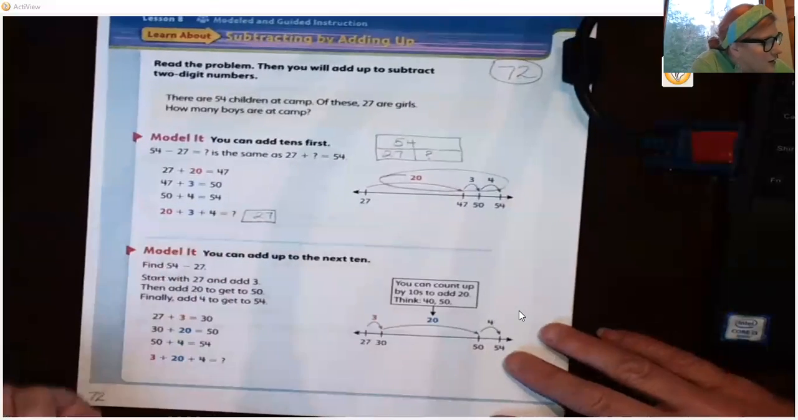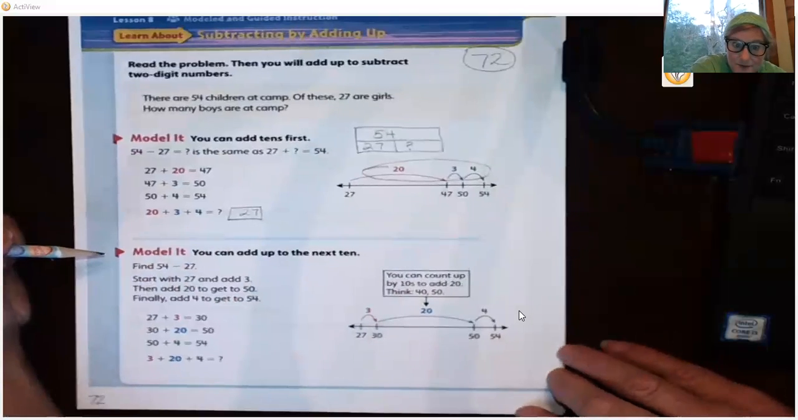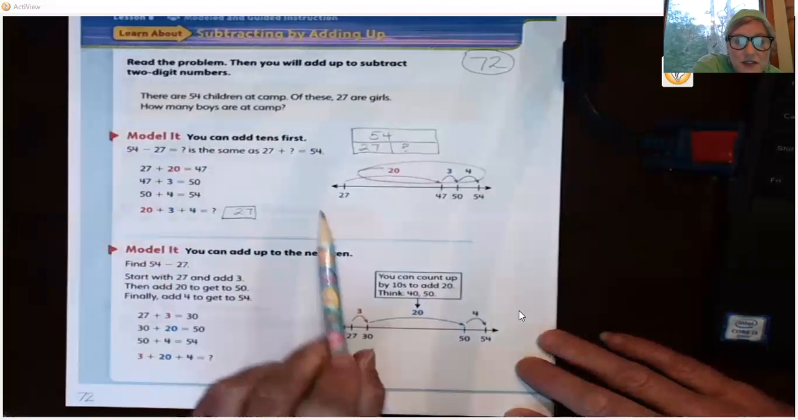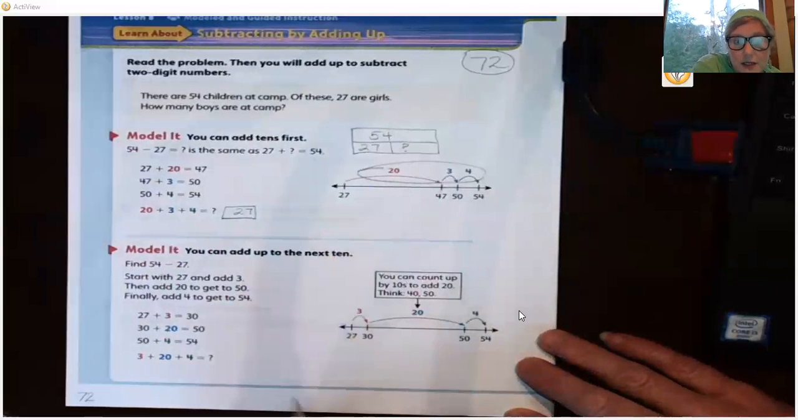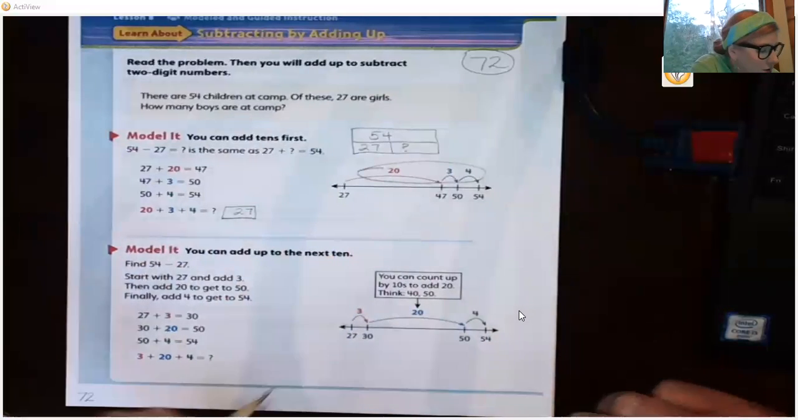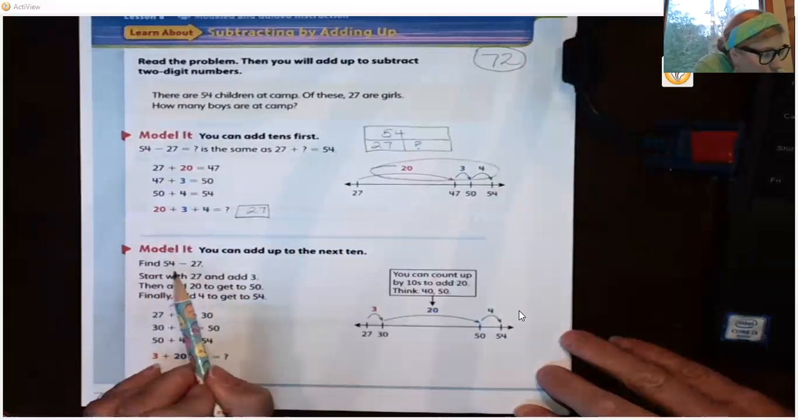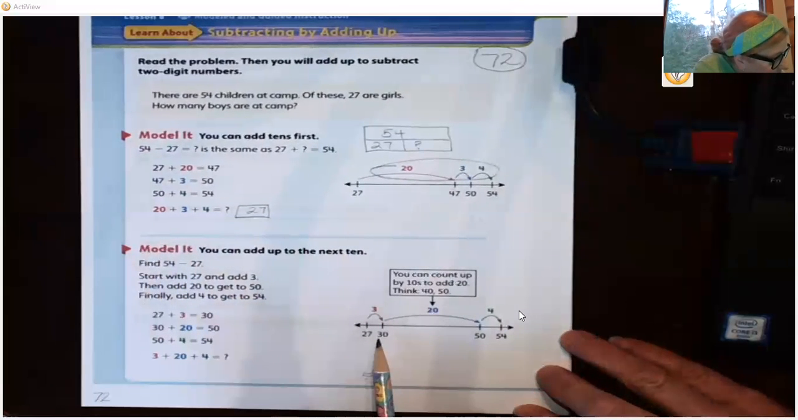Yeah. So model it. You can add up to the next 10. So you can add the tens first or go to the next number that ends in a 0. Going up to the next 10 in this case. Find 54 minus 27 once again.